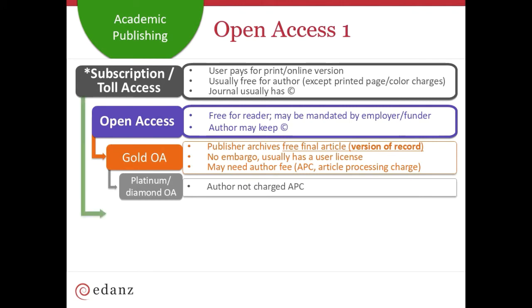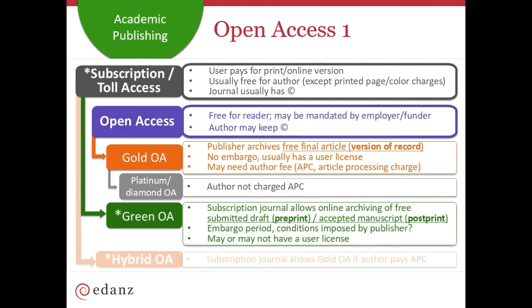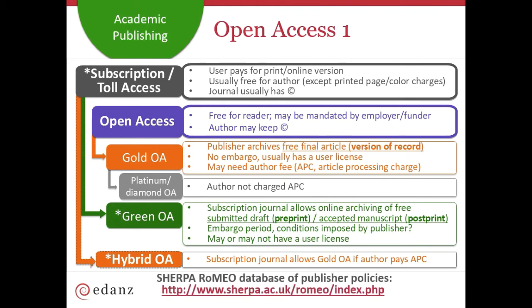And green open access is where a subscription journal allows the submitted draft, called a preprint, or accepted but not final version, called a postprint, to be archived online after a certain period or embargo. Hybrid open access is where a subscription journal allows authors to pay for gold open access publishing by paying an APC. A useful website is the Sherpa Romeo database, which lists different journal publishing policies.